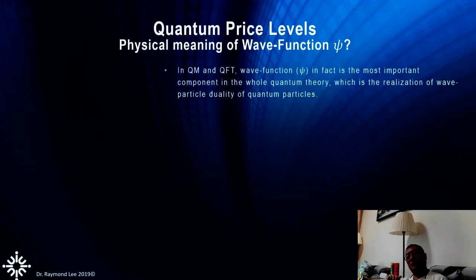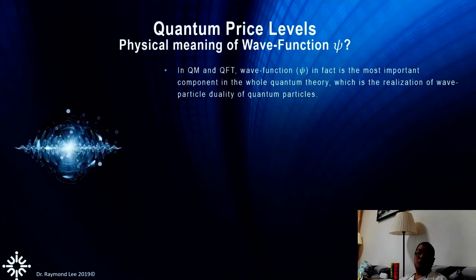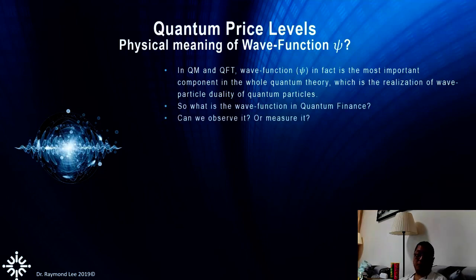In quantum mechanics and quantum field theory, the wave function has a very special meaning. Of course, it is the big picture of the market behavior as a kind of wave, as the dual analogy, right? When you take a look at a particular particle, the wave disappears. It becomes the particle motion. That's why we have two calculation methods. So what is the wave function in quantum finance? Can we observe that? And can you measure it? Or can we calculate it?